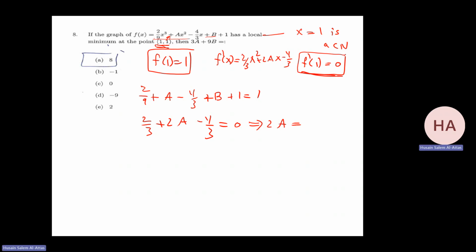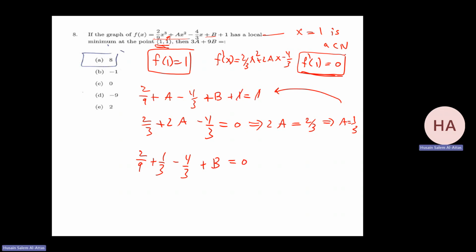This is minus 2 over 3. Take it to the other side, 2 over 3. So it means A is 1 over 3. Plug it here. So you have 2 over 9 plus 1 over 3 minus 4 over 3 plus B, this 1 and 1 cancel, equal to 0.